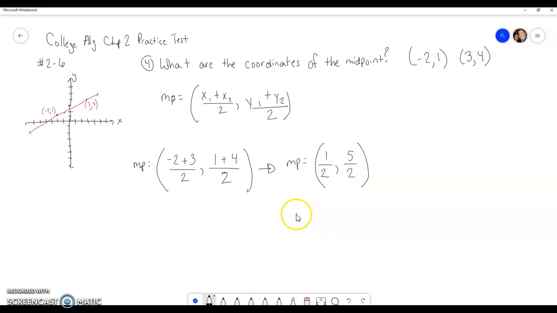5/2, right? So that's, if you're looking at it decimal wise, it's 0.5 and 2.5, right? So if I go over here, I go over 1/2 point, which is somewhere in the middle of 0, 1, and I go up 2.5 points. 1, 2.5 should be right about there. That's where my midpoint is. Okay, and this is 1/2 and 5/2.